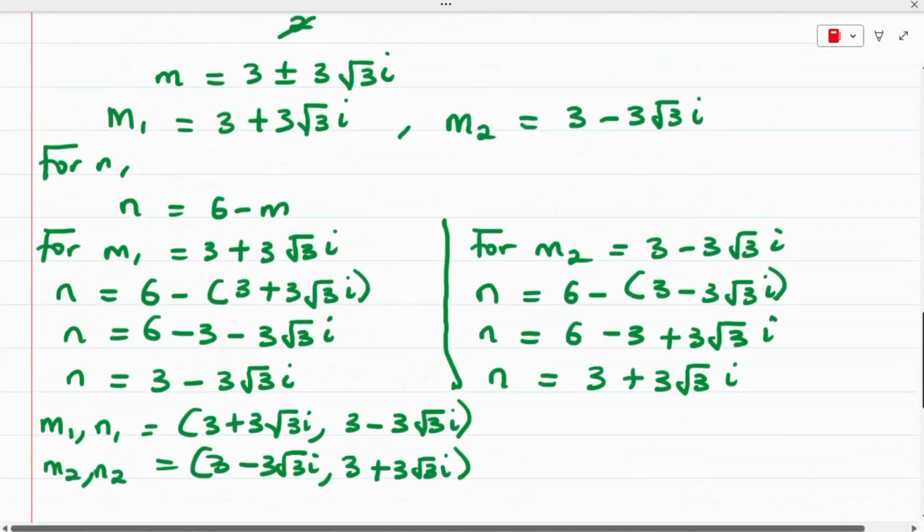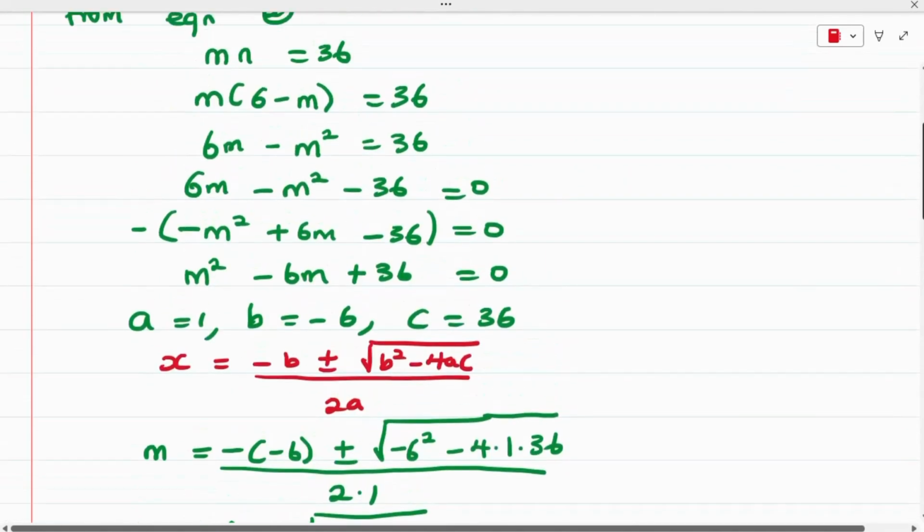So guys, that is how you can easily solve this Harvard University math question right here.